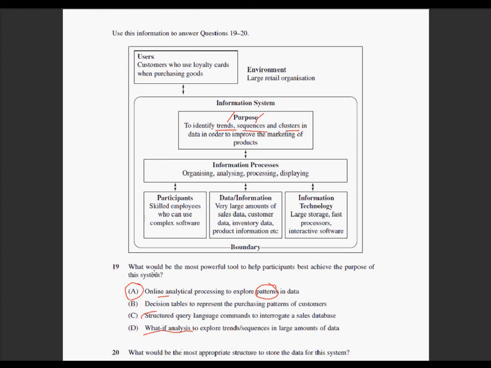So again, because we're looking for trends, sequences and clusters in large amounts of data for a large retail organization, the answer is online analytical processing.